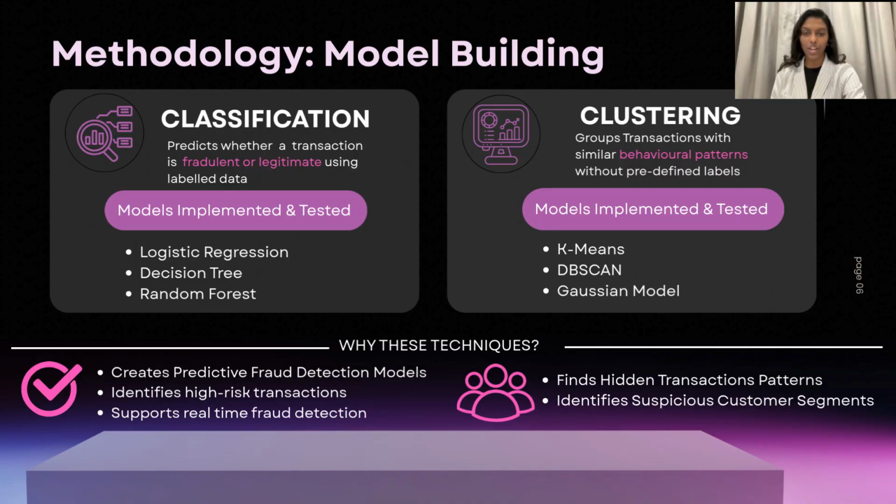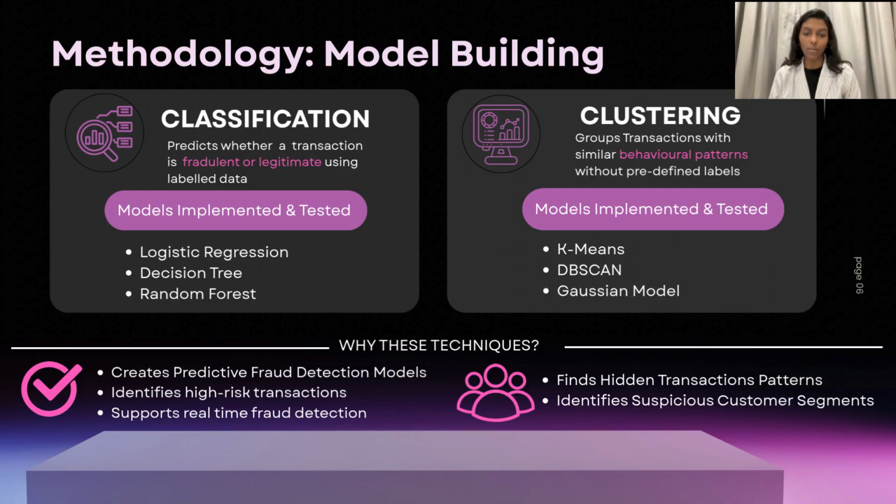Hi, my name is Shreyashi Jaikumar and today I'll be explaining the methodologies used for our model building. To address our business problem of detecting fraudulent transactions, we apply two data mining techniques, namely classification and clustering. For classification, we use logistic regression, decision tree, and random forest because our dataset contains labeled transaction data, allowing us to predict whether a transaction is fraudulent or legitimate. Logistic regression served as our baseline model, whereas the decision tree captured more complex decision rules, and random forest improved prediction performance by combining multiple decision trees.